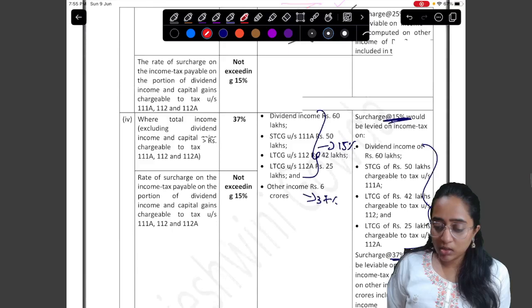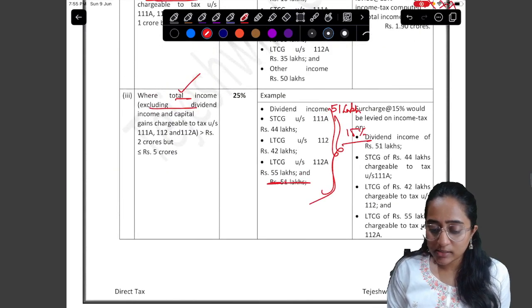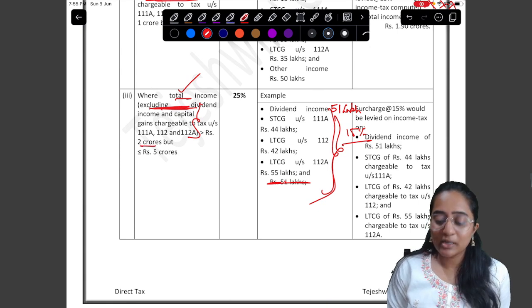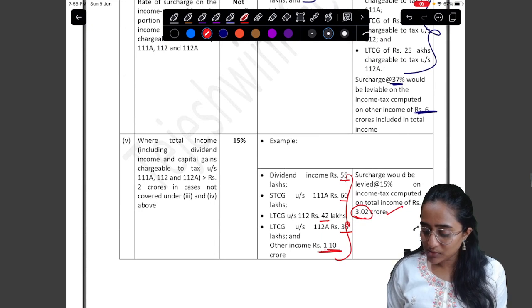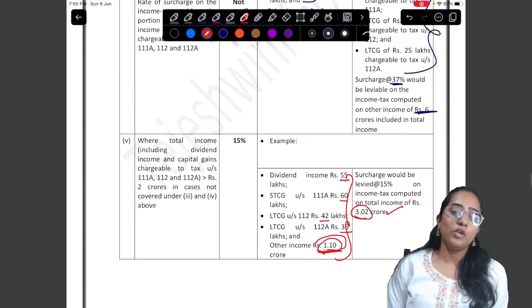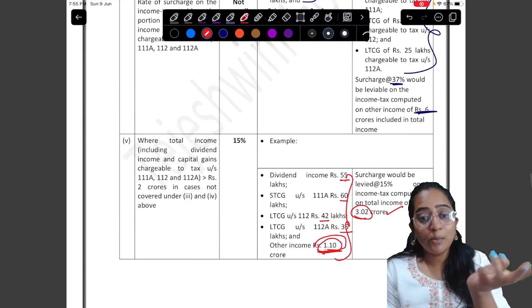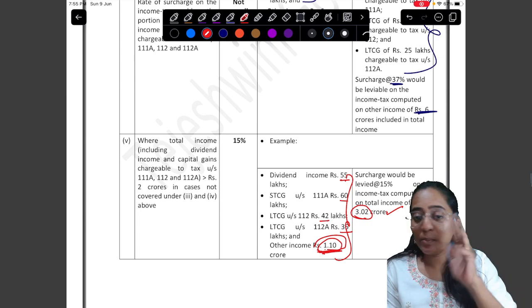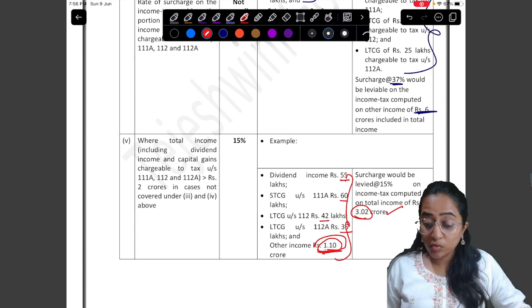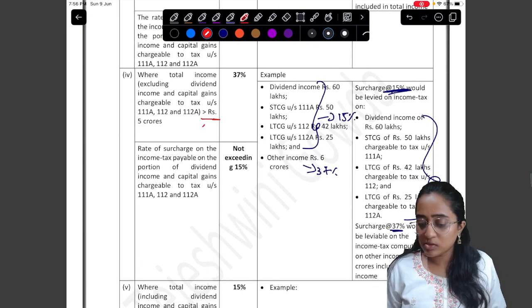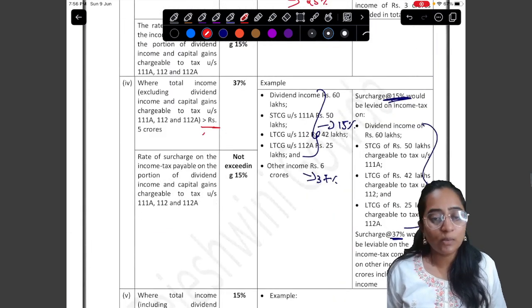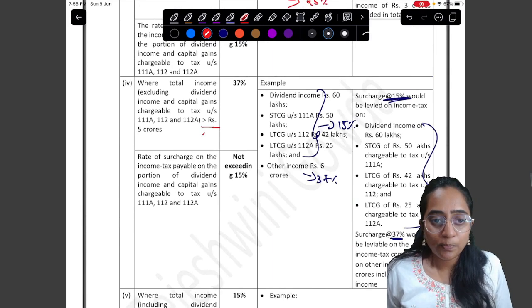See here, if you apply the third over here, what have they told? Excluding these incomes, it should cross 2 crore but be less than or equal to 5 crores. But if you exclude these incomes, it is less than your 2 crores. No, it will not come under category number 3 now. Now let's look into category number 4. It should be greater than 5 crores. It is not greater than 5 crores excluding this income. So it will not come under category 4 also.